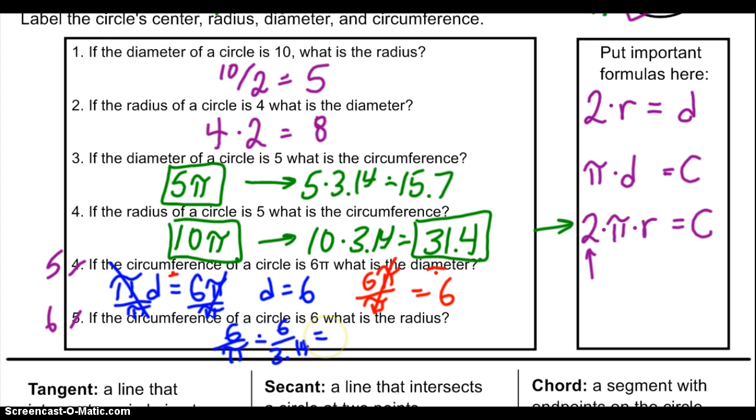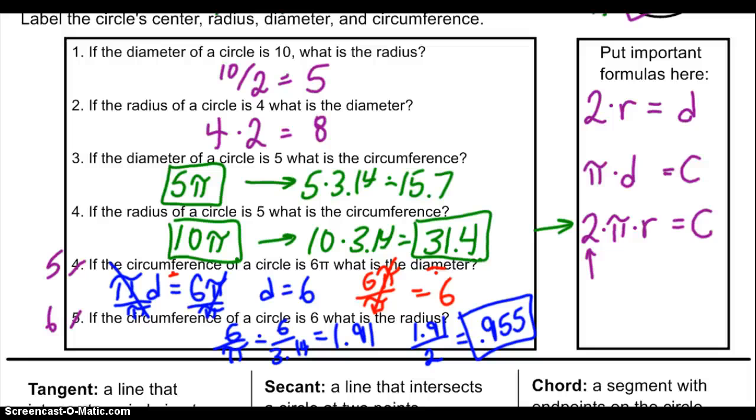Okay, that brings us to 1.91, and that's my diameter. But now I need the radius, so I divide that by 2 again. 1.91 divided by 2, and that brings me to 0.955, and so that would be my radius. All right, sounds good. Hopefully at this point you have a basic understanding of radius, diameter, circumference, or you've at least reviewed from middle school.